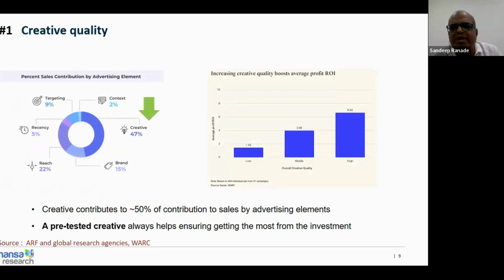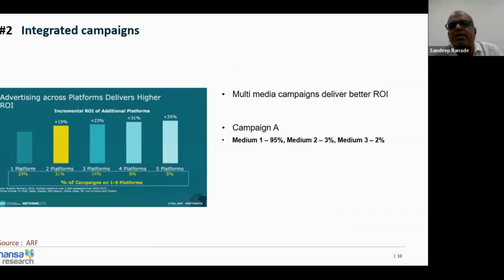I'm showing data from the Advertising Research Foundation, who does a lot of research on media, and also WAP, which says that creative quality plays a big role in maximizing ROI, right? And of the advertising elements, creative contributes nearly 50% to the sales contribution, right? So a pre-tested creative is always far better than going in without pre-testing it, right? Based on the objective of the campaign, what was being made, and bringing in the system one check into it also. That's number one.